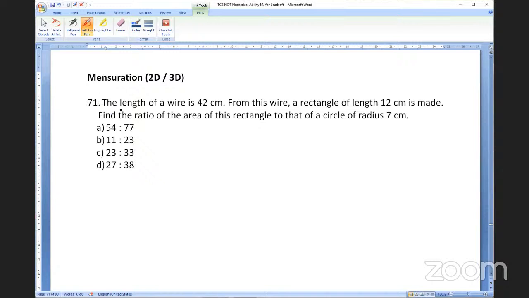The length of a wire is 42 centimeter. From this wire, a rectangle of length 12 centimeter is made. Rectangle made, length is 12, breadth is B. So the total perimeter is 42, which equals twice length plus breadth. That means breadth of the rectangle is 21 minus 12, that is 9 centimeter.